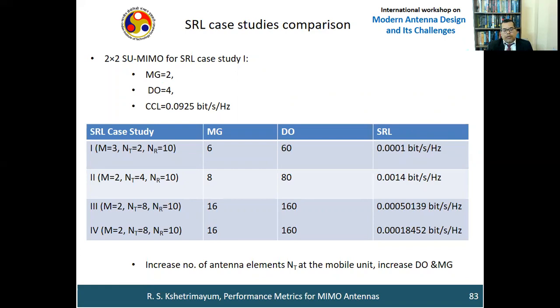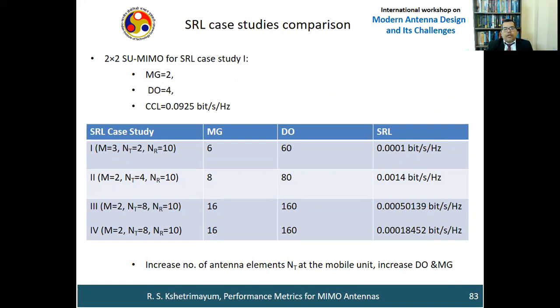If you compare this with the single user case, the multiplexing gain is 3 times that of the single user, and diversity order is 15 times that of the single user case, and channel capacity loss has been reduced significantly. So you see that when you consider the multi-user scenario, there is always improvement in multiplexing gain, diversity order, and sum rate loss. So that's one of the reasons why people have gone from single user to multi-user MIMO, especially in 4G wireless communication and 5G wireless communication.